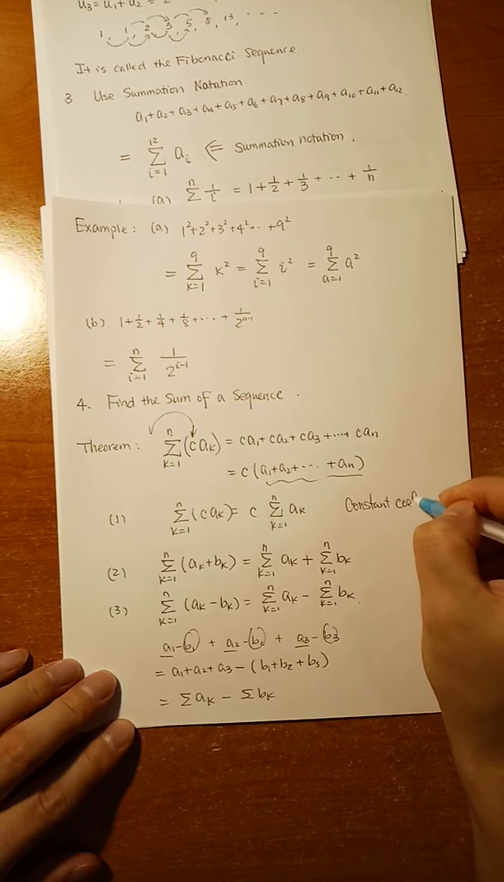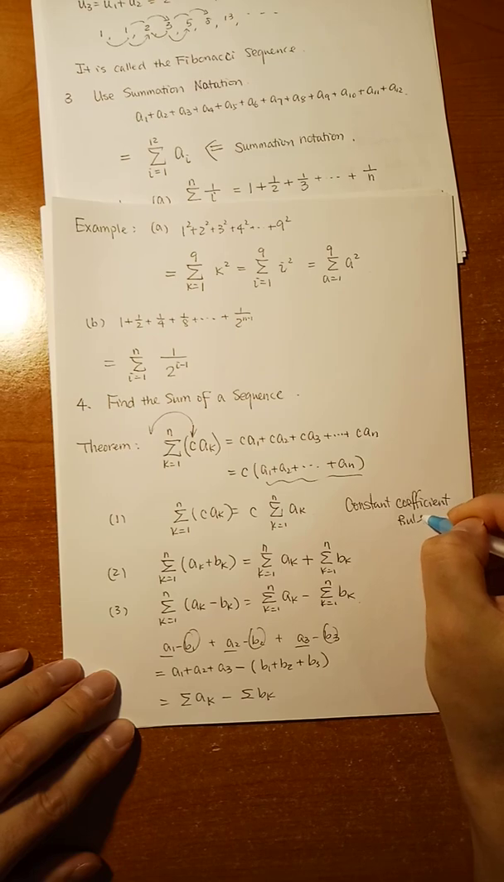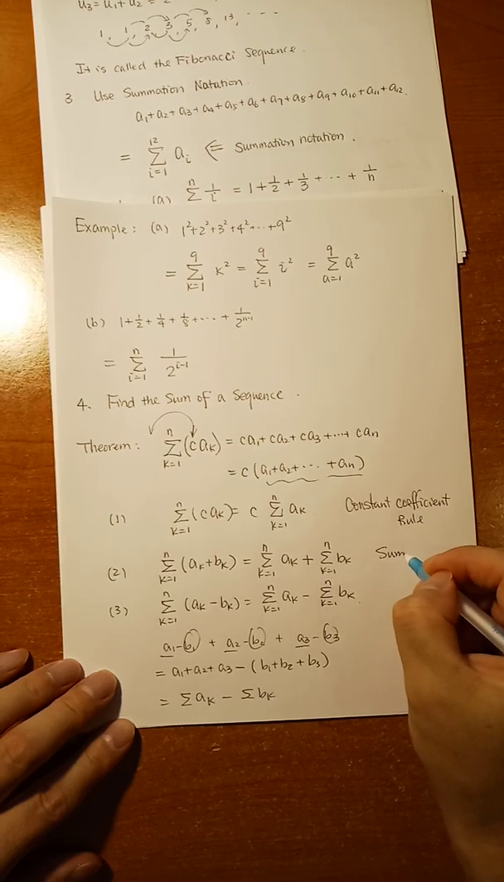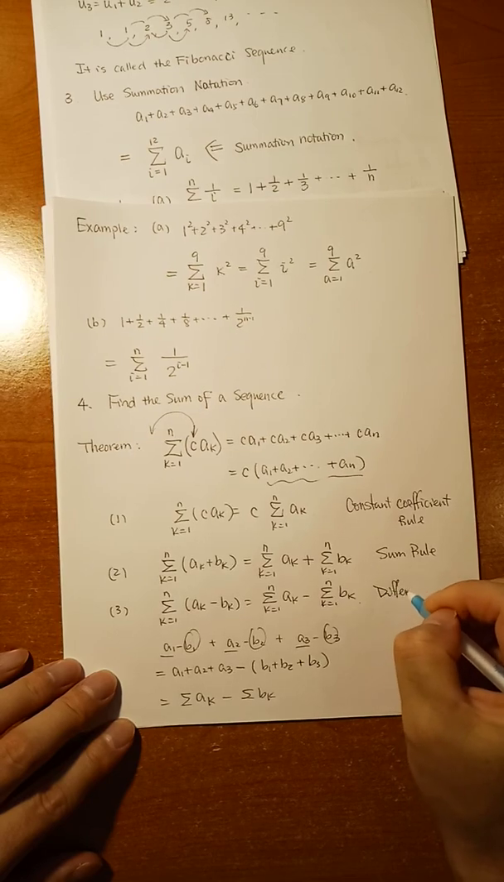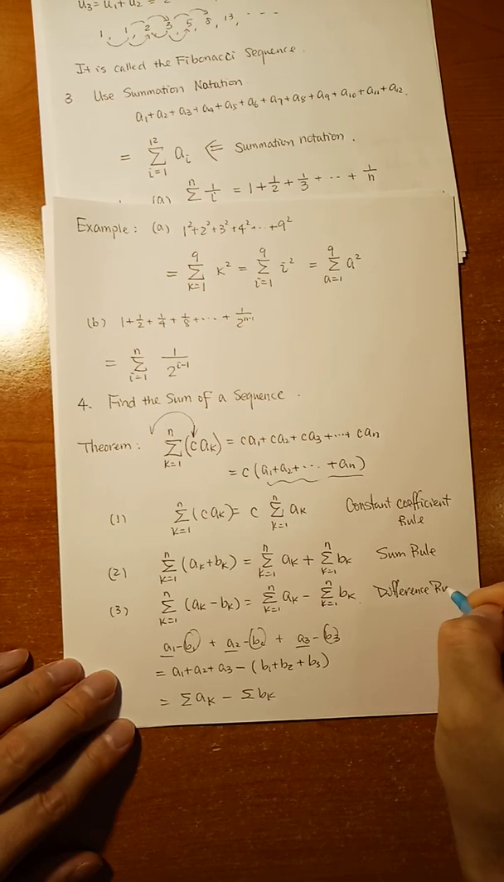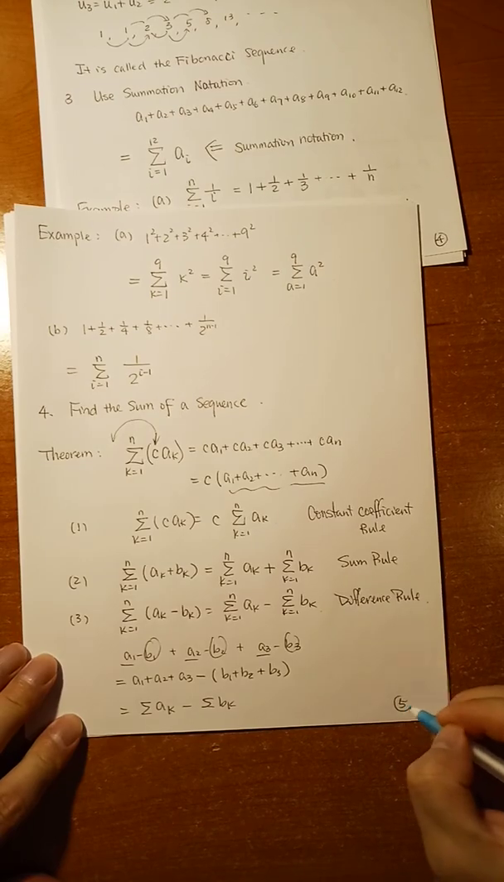So we have the constant coefficient rule, sum rule, difference rule. Okay? And what else?